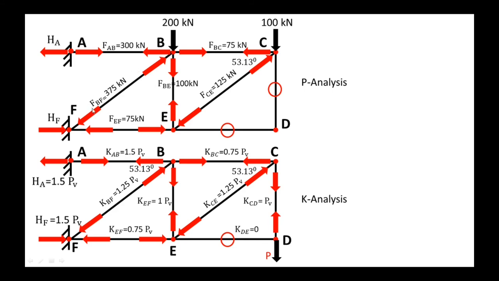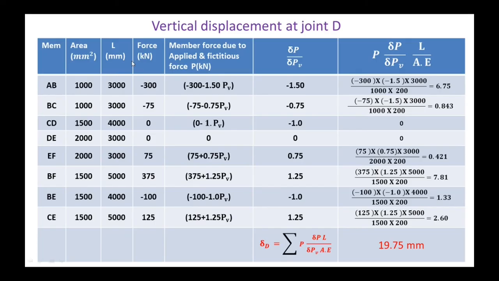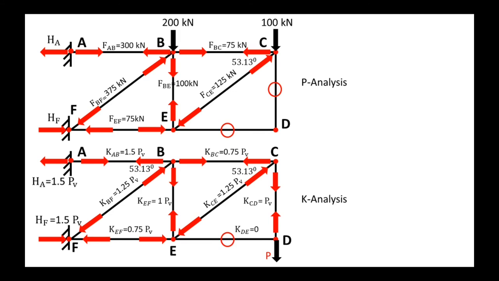Here we are considering compression as positive and tension as negative. So that becomes minus 300, minus 75, 0. This plus means compression: plus 375 is compression, and minus 100 means tension. So the BE member is negative. Take the member BE: the arrow is away from the joint, so this indicates tension, and that is the negative we are considering.